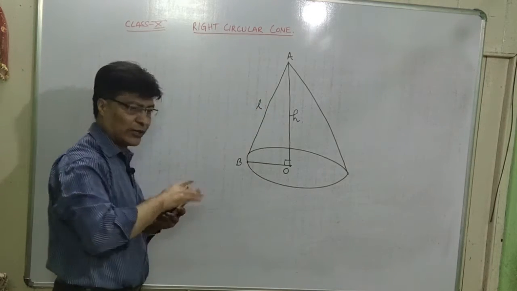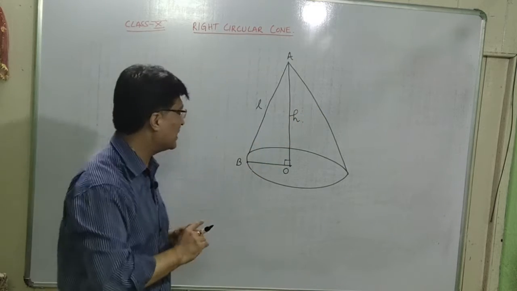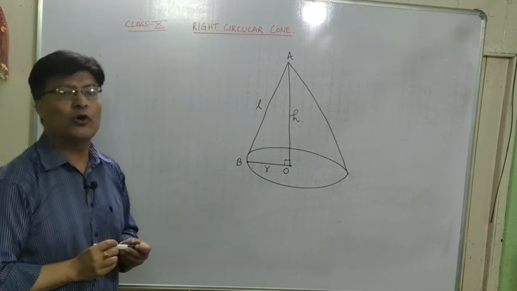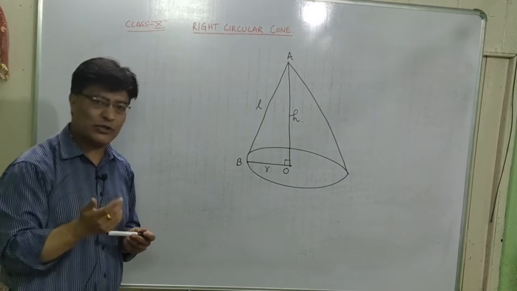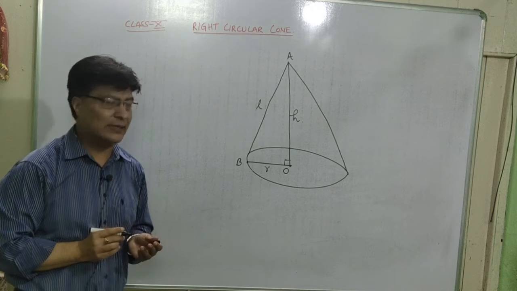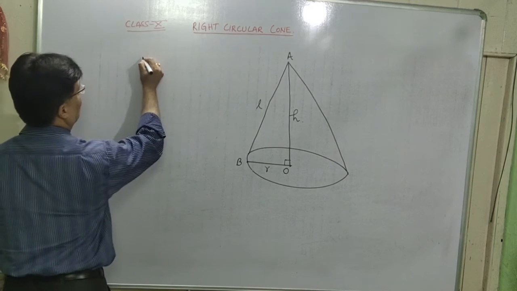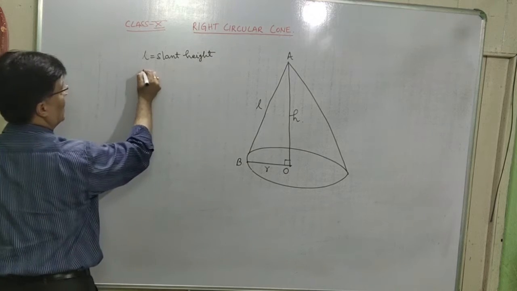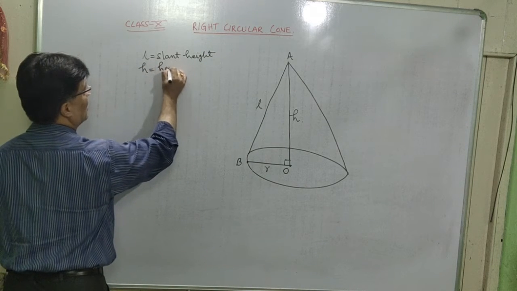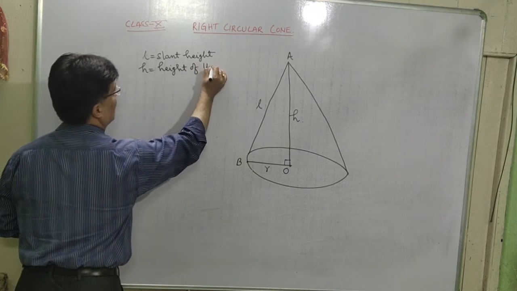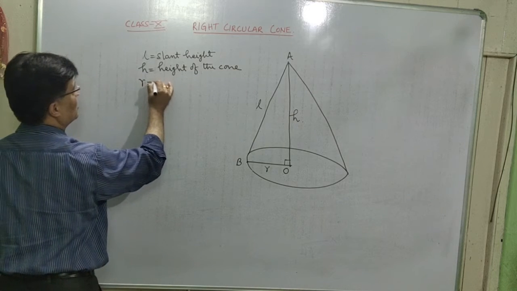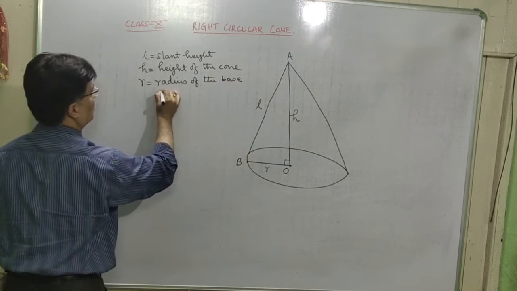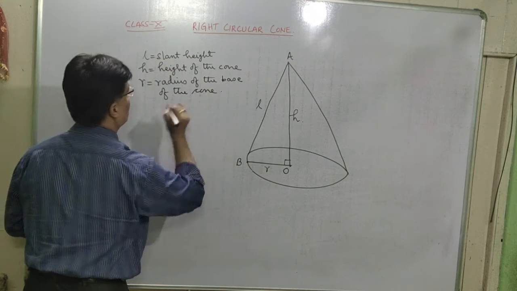This is known as the slant height. Slant height is denoted by L, and this R is known as the radius of the base of the cone, the radius of the circular base of the cone. Okay, now here this L is known as the slant height. H is equal to the vertical height or just height of the cone, and R is equal to radius of the base of the cone.